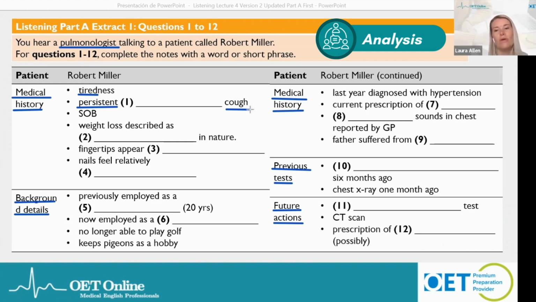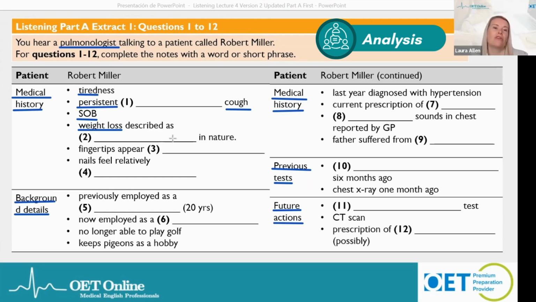Okay, SOB, what is SOB? Shortness of breath, very good. And now we're on to weight loss. Weight loss described as blank in nature. Okay, what type of word do you think is going to go here in number 2? Noun, adjective, adverb, verb. When it's described as, it's going to be an adjective, isn't it? Here it's probably going to be an adjective, isn't it? With descriptions, we use adjectives, don't we? That's true, Danielle. It could be an ing, couldn't it? Yeah. Okay, but what do you think, guys?